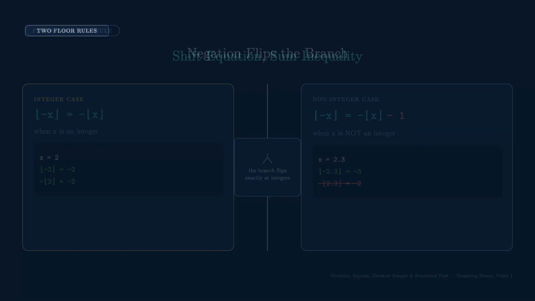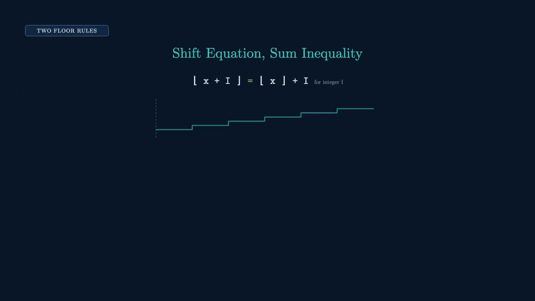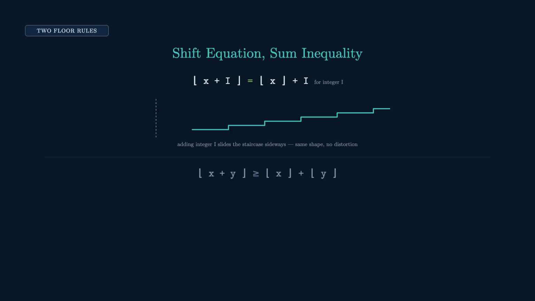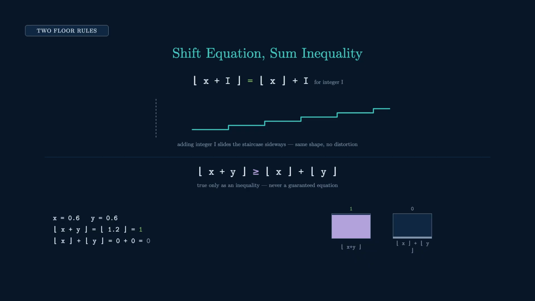2 floor rules worth carrying. Add a whole integer, and the floor just shifts by that integer exactly, no drama, the staircase slides sideways. But add 2 reals and it's an inequality, not an equation. Try 0.6 plus 0.6, floor of 1.2 is 1, while each floor is 0.